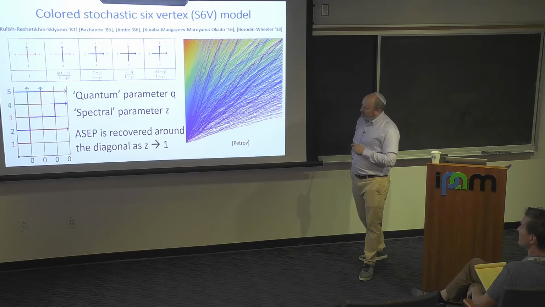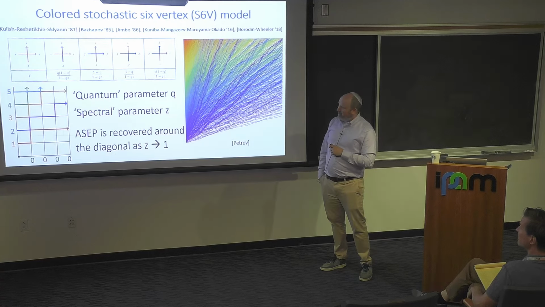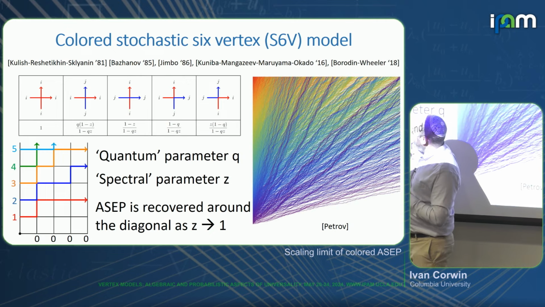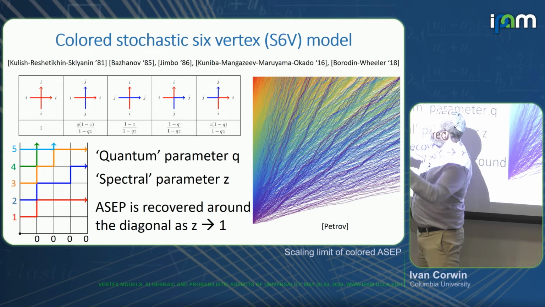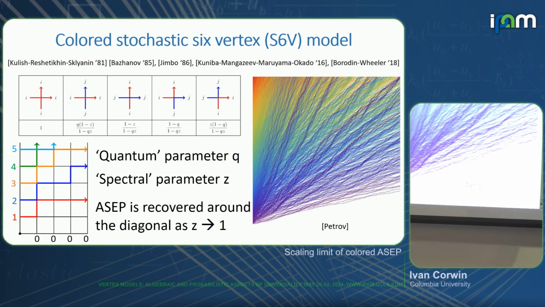Colored ASEP is actually recovered if I take the parameter Z to 1. So when Z goes to 1, what will happen is that you'll have certain vertices, in fact, these vertices where colors cross through each other, these vertices will go to 0. Weight will go to 0.